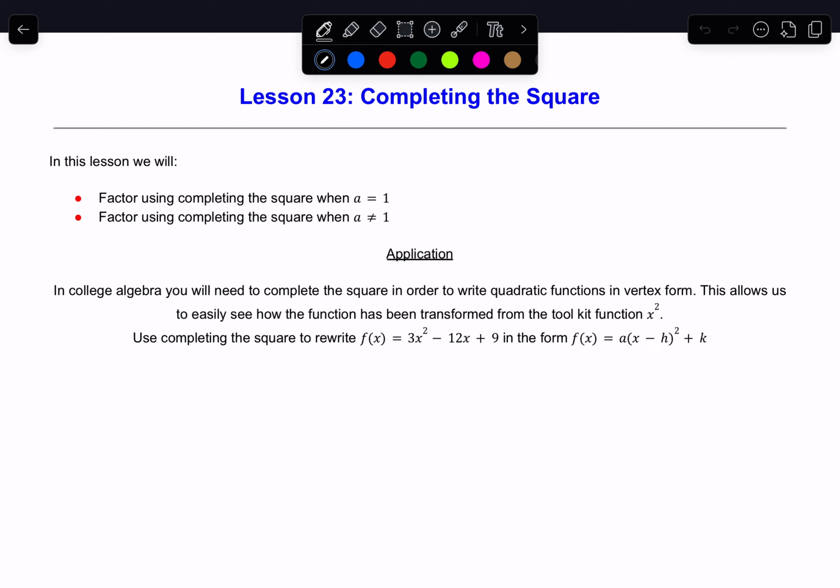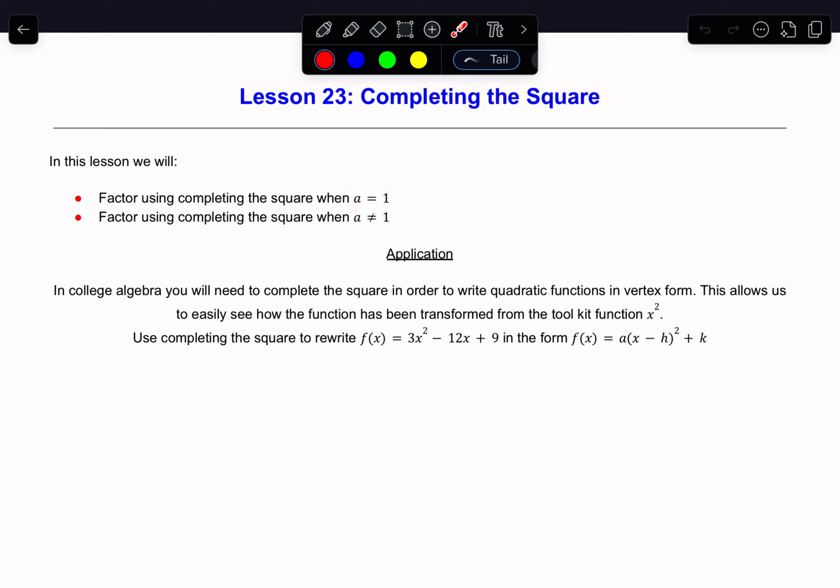Hello students, and welcome to our lesson on completing the square. We really only have two situations where we have to complete the square, so you see our two objectives there at the top. One of the cases is where the a value is 1, and the other case is when a is anything other than 1.